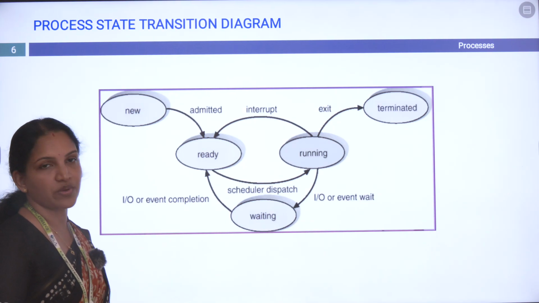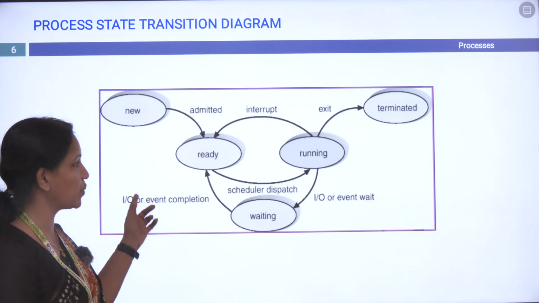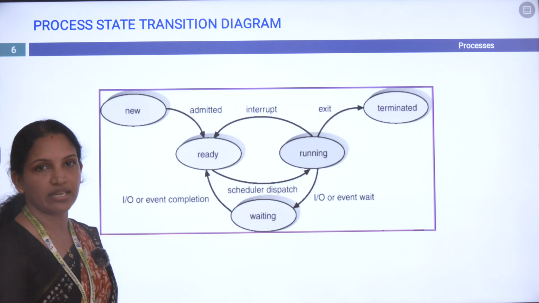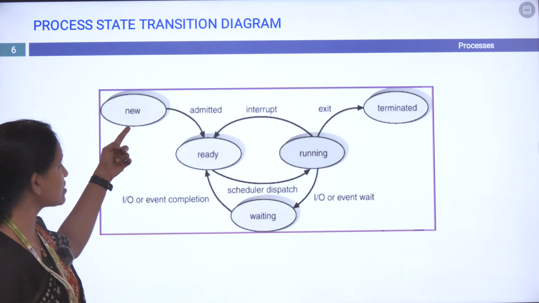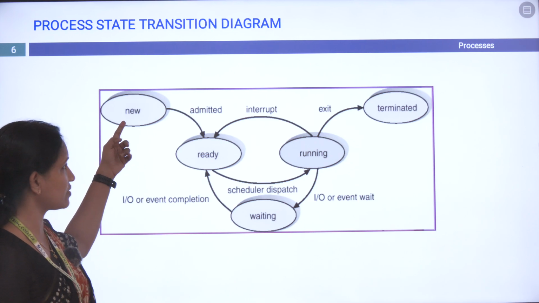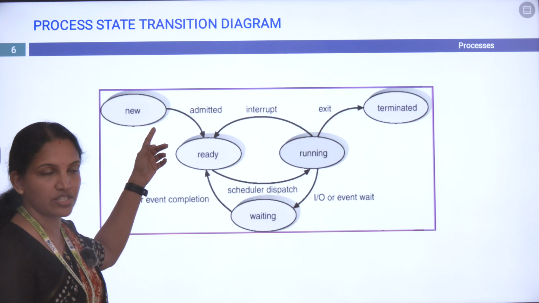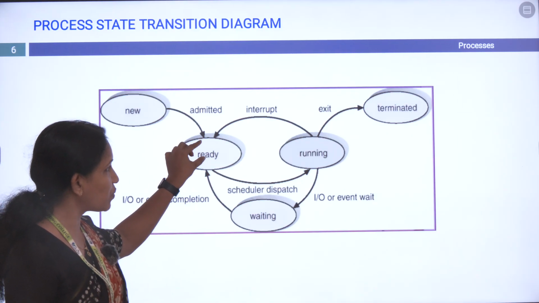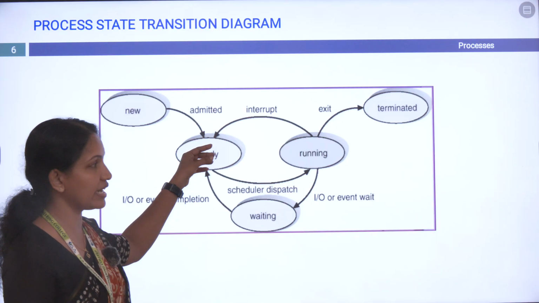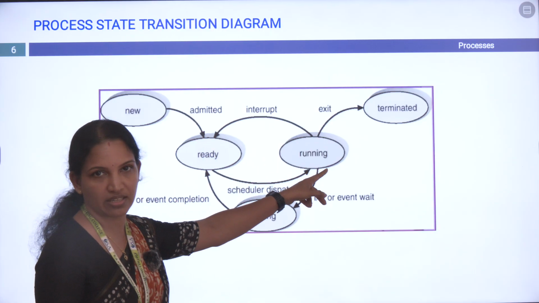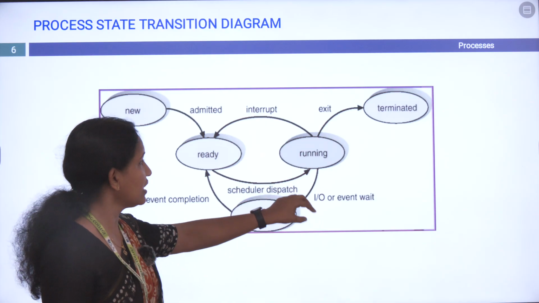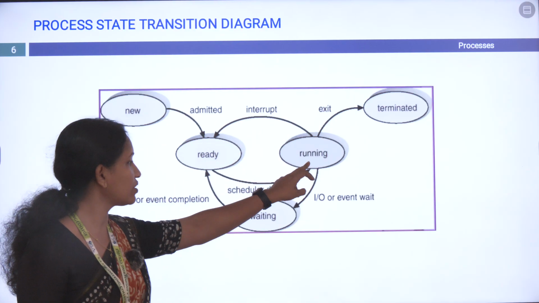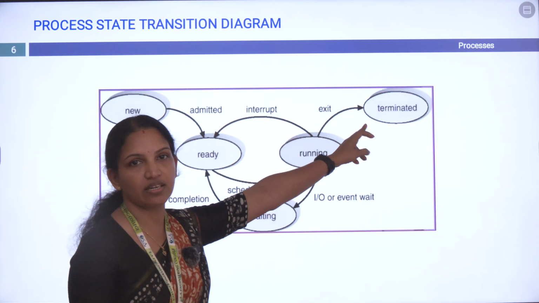So this is the diagrammatic representation of how the process moves between the states. This diagram is called the process state transition diagram. So initially when a new process is created, it will be in the new state. And once the process is ready for execution, it will go to the ready state. Then when it is allocated the processor, that is when it gets the processor, it will go to the running state, that is it starts execution. Then from the running state, it can either go to the ready state, the waiting state, or the terminated state.